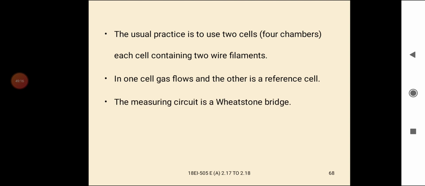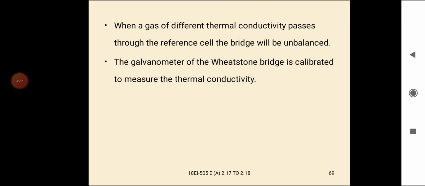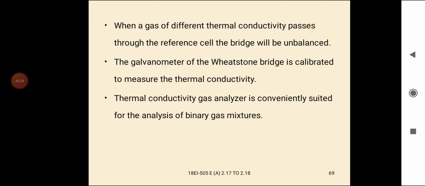The measuring circuit is a Wheatstone bridge circuit. When gas feed with a different thermal conductivity passes through relative to the reference cell, the bridge is unbalanced. The galvanometer of the Wheatstone bridge is calibrated to measure the thermal conductivity. The thermal conductivity gas analyzer is conveniently suited for the analysis of binary gas mixtures.